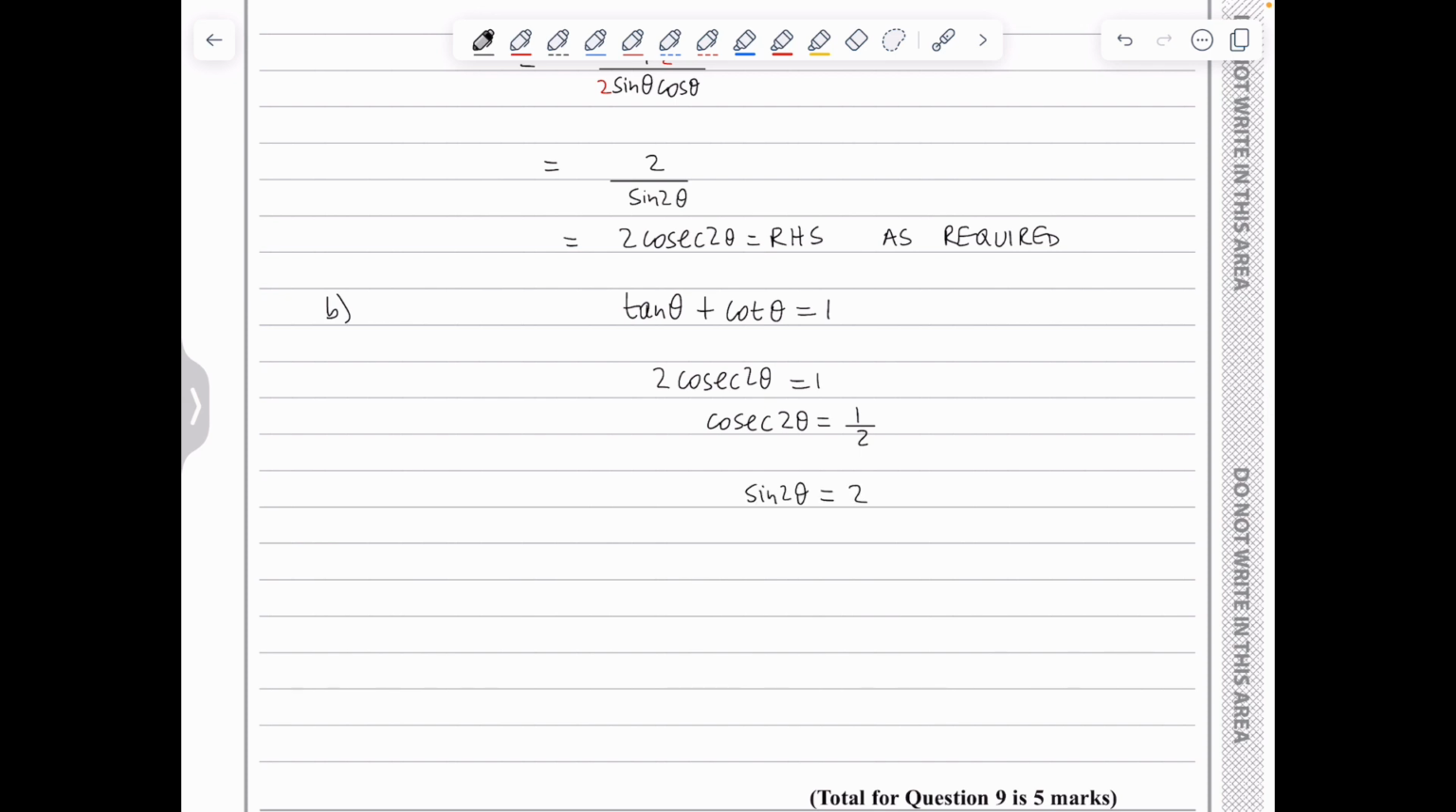But we do know that sine of any angle varies between -1 and 1, so it can never be the case that there's an angle theta for which sine of 2 theta is 2, and therefore we have no real solutions. So we need a statement: since -1 less than or equal to sine 2 theta less than or equal to 1, the given equation has no real solutions.